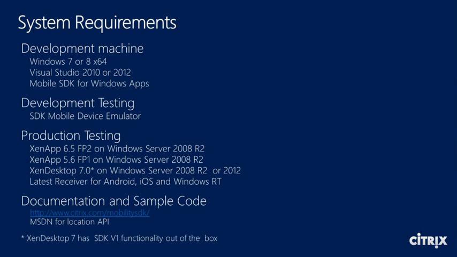Once the application is done and tested, then you would do production testing on the actual Citrix environment, and these are the server side and the client side latest versions that you would be using in doing that testing.